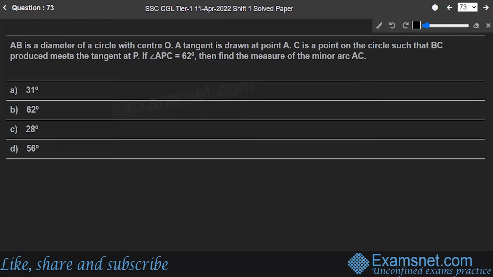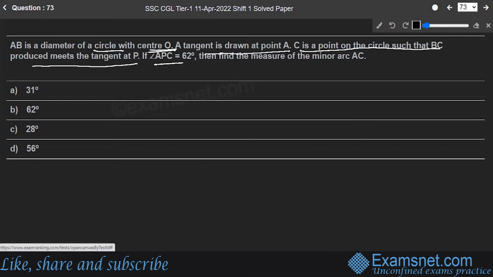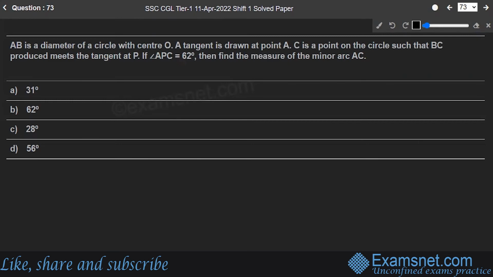AB is diameter of a circle with center O. A tangent is drawn at point A. C is the point on the circle such that BC produced meets the tangent at P. If angle APC is 62 degrees, you have to find out the minor arc AC. First of all, you are given AB is diameter and center is O. Also, angle APC is equal to 62 degrees, right? Let's make the figure first of all.